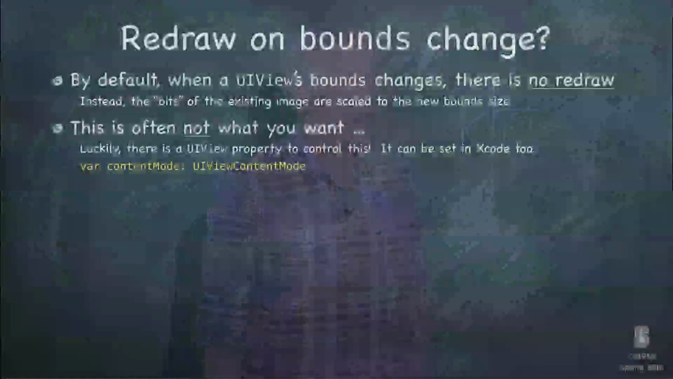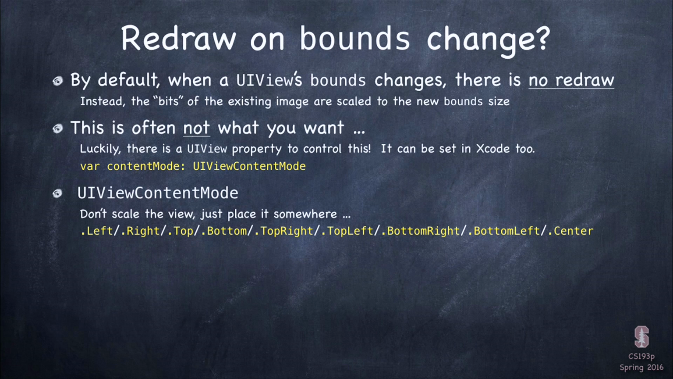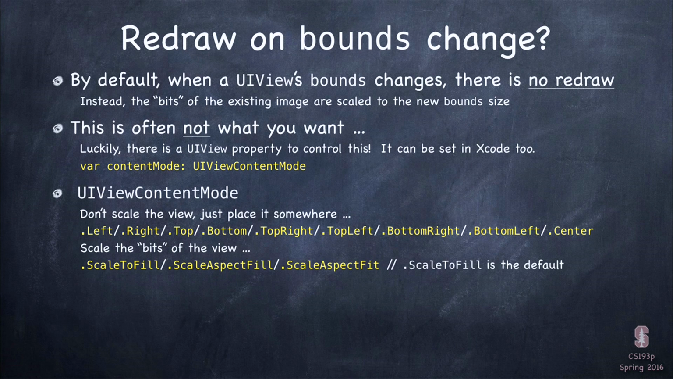So you can fix this, though, with this property on UIView called content mode, okay, UIContentMode. And some of the values of it can be to move the content to the left or right, top, bottom, top right, top left. Okay, you can just move it, not stretch it out, but just move it to that place in the new bounds. You could scale it. This is the default, scale to fill. Okay, that's a stretching out behavior.